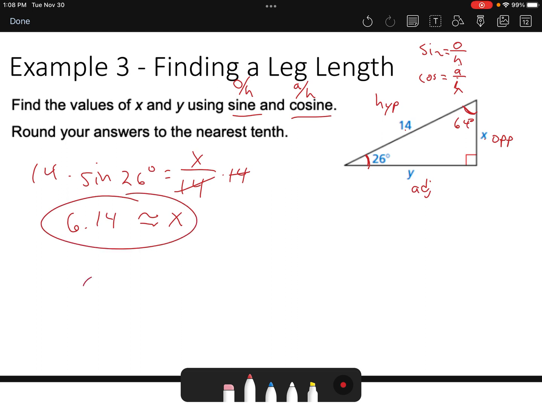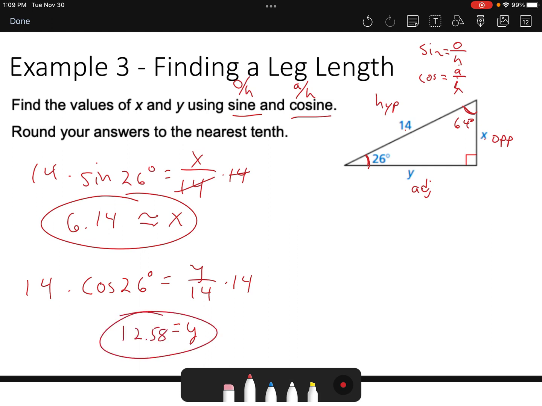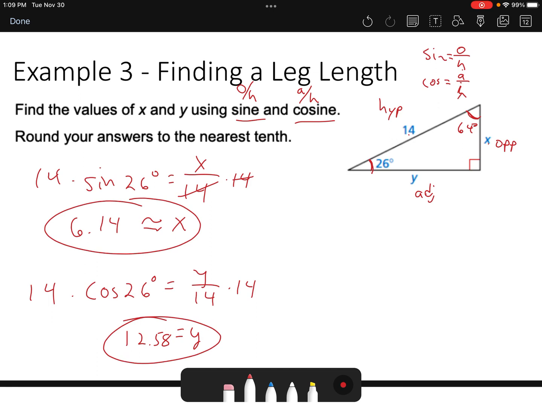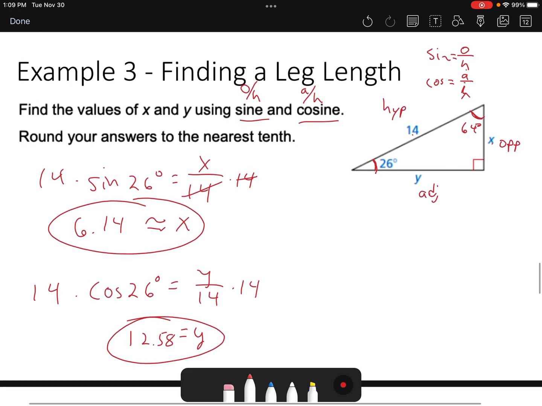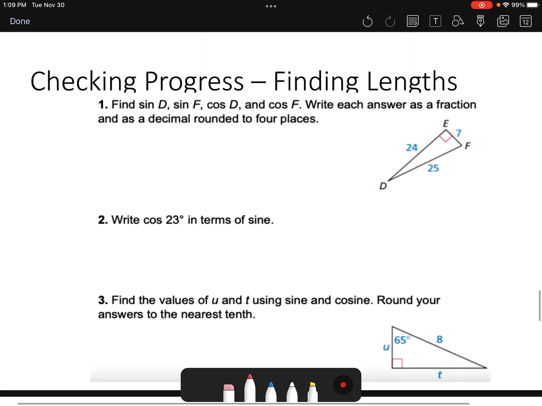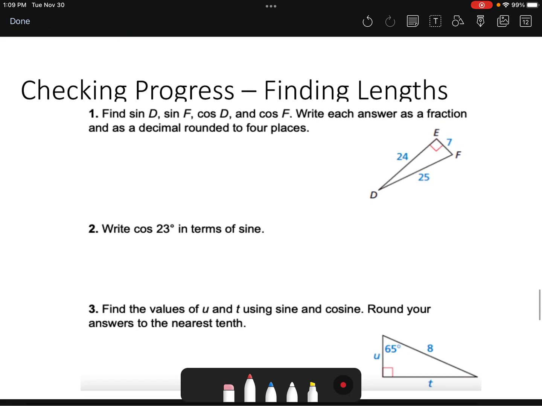Okay? Now, if we stay with the theme and use 26 degrees, it's going to be cosine because it's adjacent over hypotenuse. So y over 14, we're going to multiply by 14, and it's going to be 14 cosine 26, which gives us y of around 12.58. So the legs are 6.14 and 12.58. And if you thought of this at all in terms of what we did at the beginning, once you have one leg, you can find the other one by using the Pythagorean theorem. But we're going to use trig here to do this.